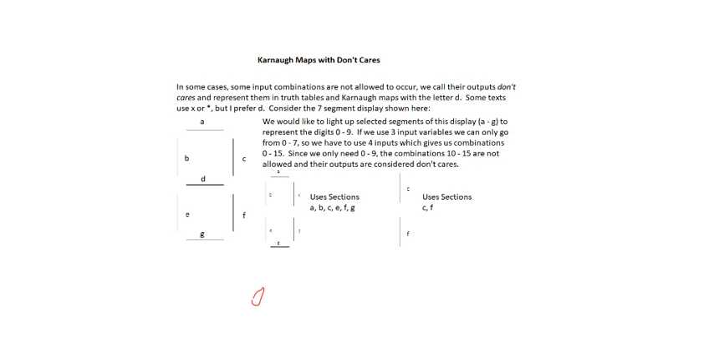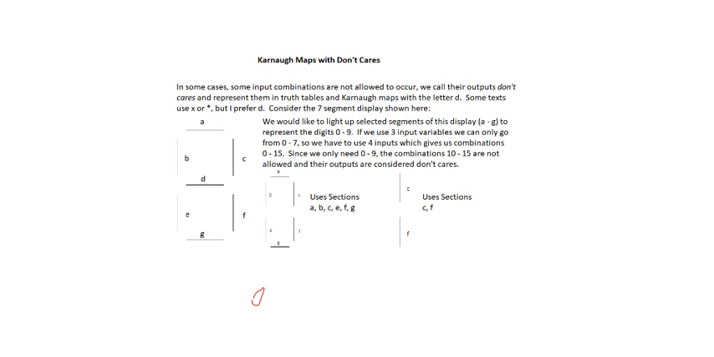So when I put that into the Karnaugh map, I can group it in with a group if I want to, if it makes things simpler, but I don't have to if I don't need it. Some texts use an X or an asterisk to represent their don't cares. I prefer the letter D because it stands for don't care. It's more clear what it's talking about there.